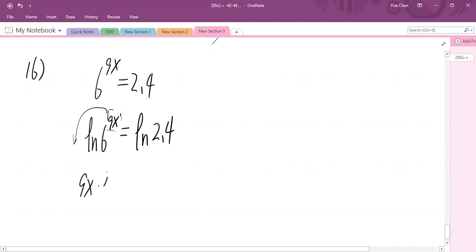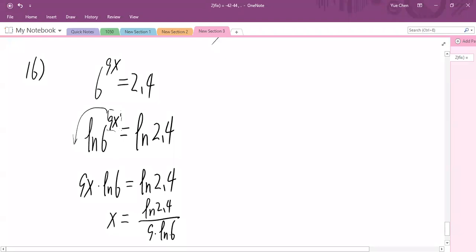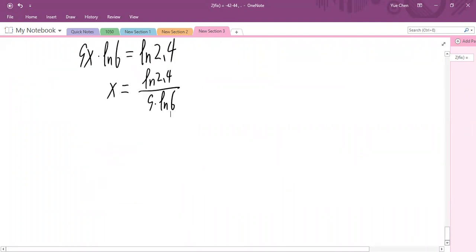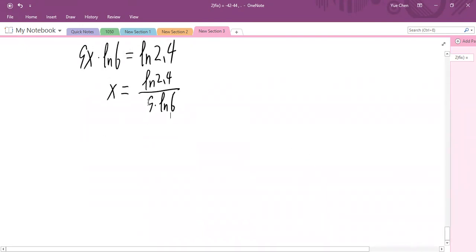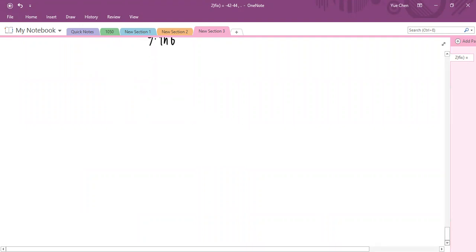This is 9x times natural log of 6 equals natural log of 2.4. So x equals natural log 2.4 over 9 times natural log of 6. Okay. So this would be your answer. If the problem asks you to keep some decimals, then you need to use the calculator. When you use your calculator, don't forget the parentheses in the denominator.